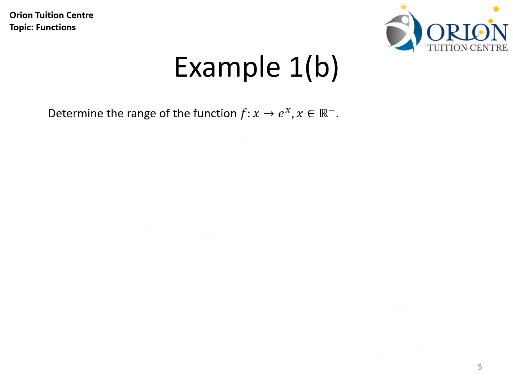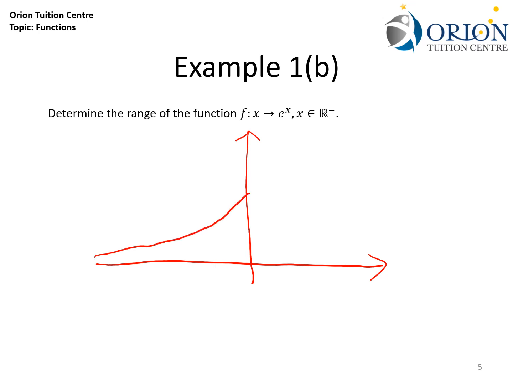In example 1b, we have the same definition of function f, but there is a different domain now. So if we draw the graph, it will be a part of the graph that we have drawn earlier. So it looks like this. Instead of going from minus infinity to positive infinity, we are just going to go from minus infinity all the way to 0, excluding 0 because we are looking at all real negative numbers.